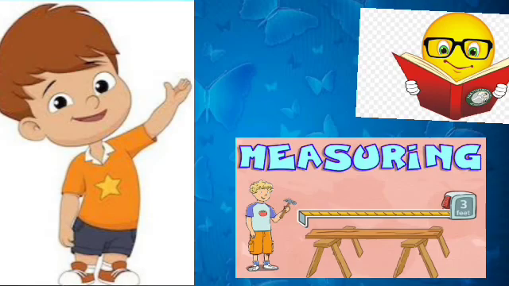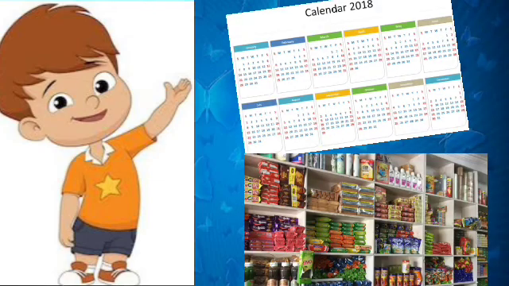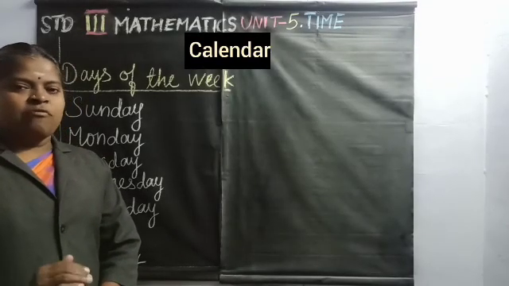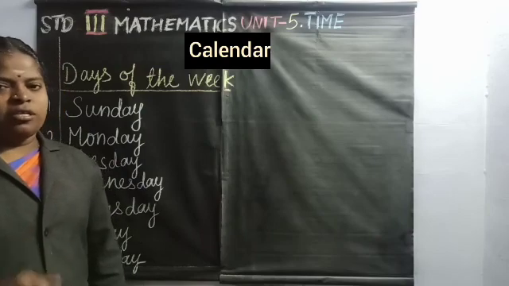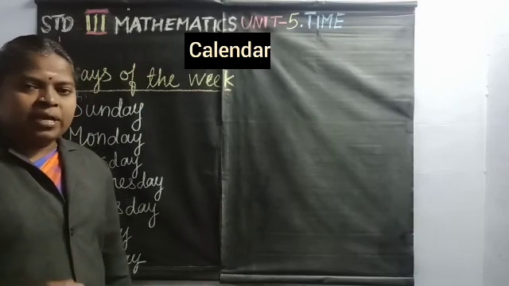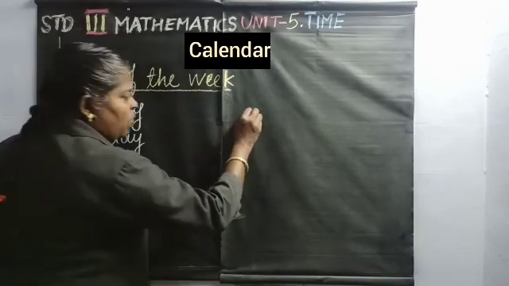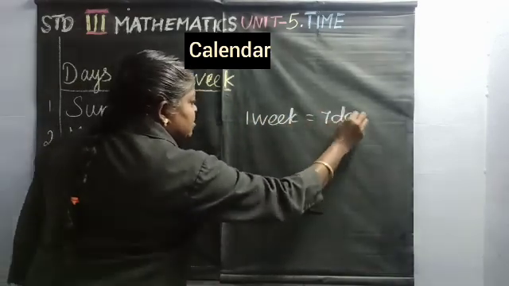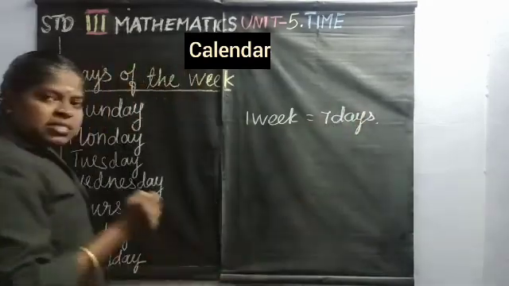In the previous class we have learned measurements in length. Today we are going to learn calendar, manufacture date and expiry date. Children, you already learned about days of the week. Let us recall it. 1 week has how many days? 1 week equal to 7 days.